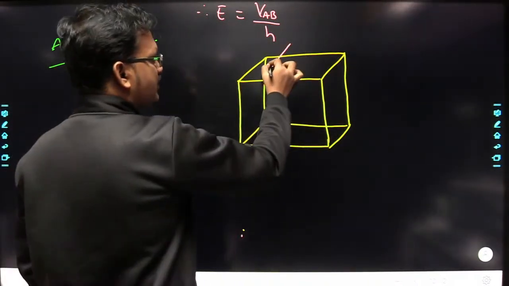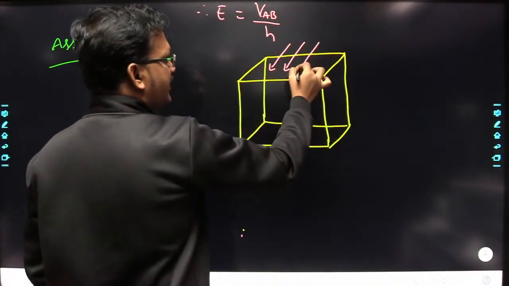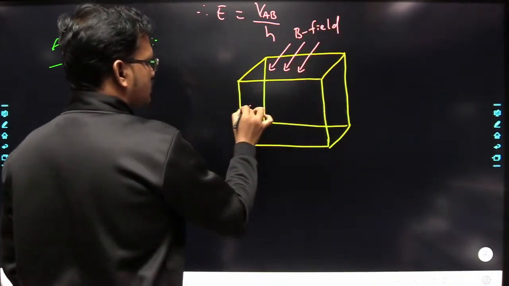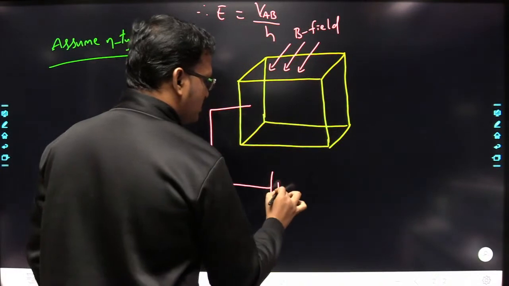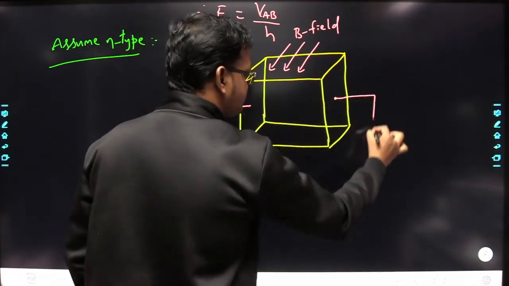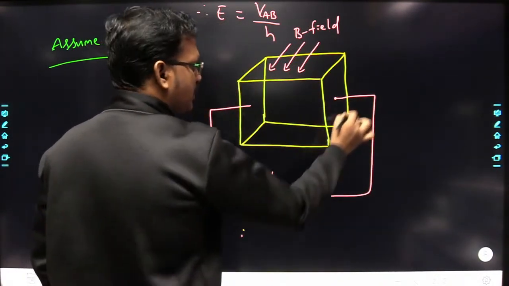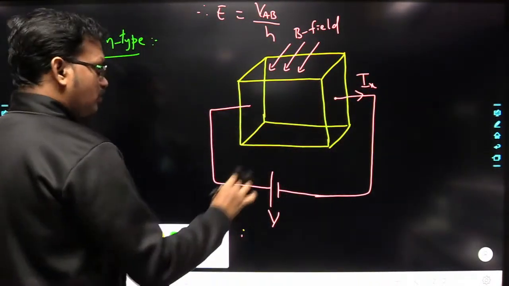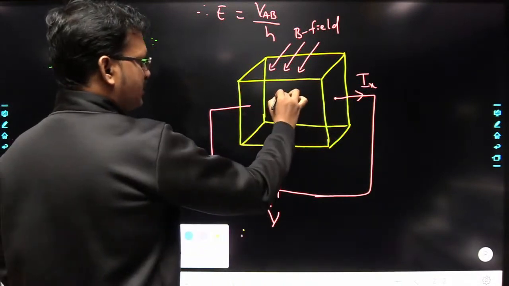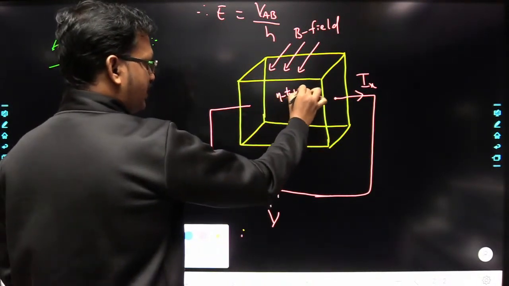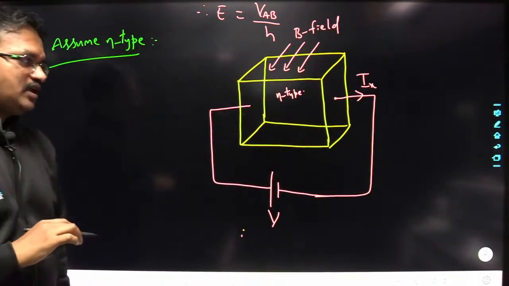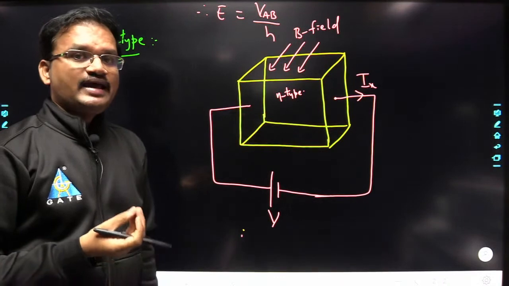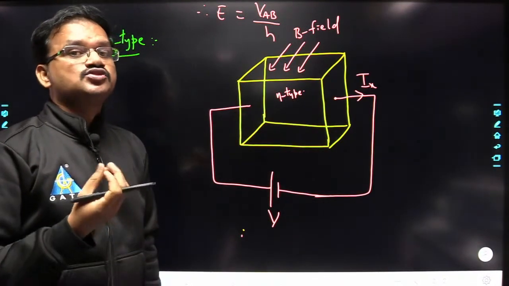So the B field is pointing in the Z direction. This is the B field, right? Here I have applied the voltage, so the current is flowing in the X direction here, right? Now here I am considering it as N type. If it is N type, what are the majority carriers here? The majority carriers are nothing but electrons. Yes or no? That means negative charge carriers.